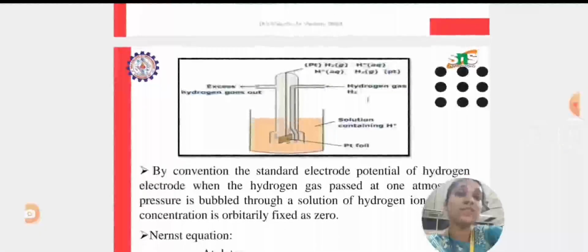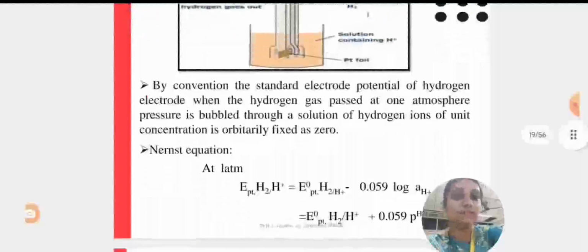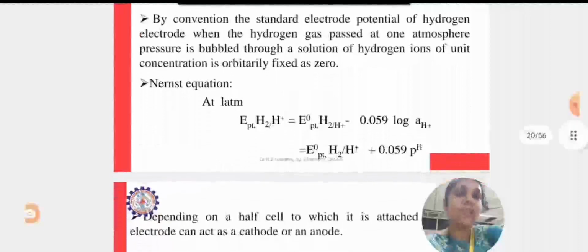By convention, the standard electrode potential of the hydrogen electrode, when hydrogen gas at 1 atmosphere pressure is bubbled through a solution of hydrogen ions of unit concentration, is arbitrarily fixed as 0. That is, the potential is set to be 0, so it can be taken as the reference electrode, so that we can determine the unknown electrode potential by using the Nernst equation.